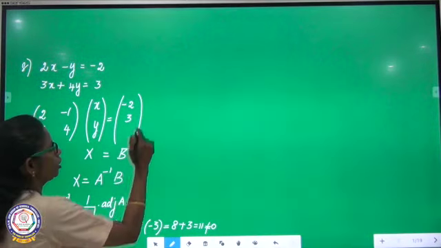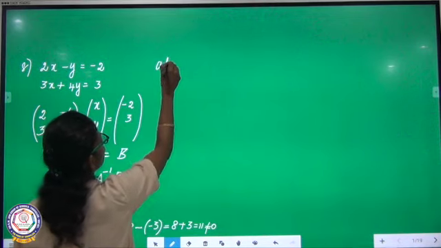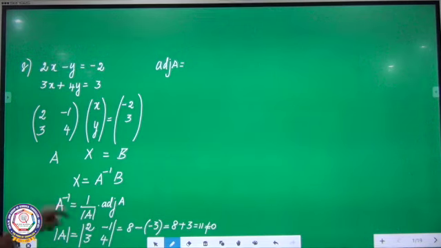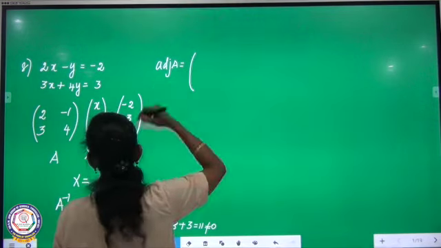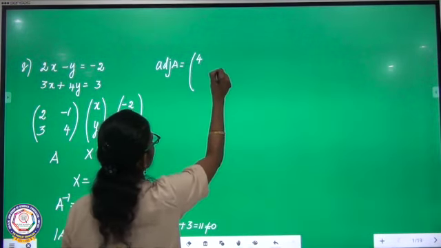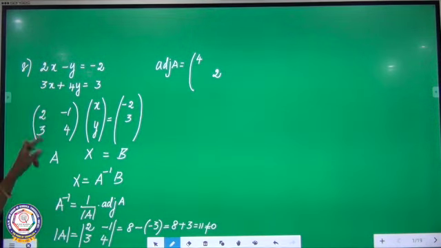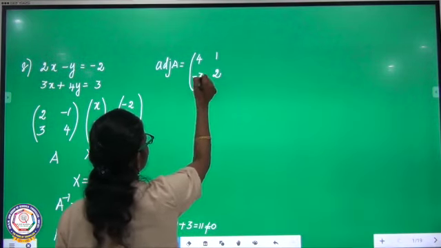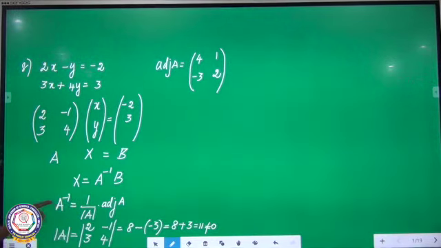Now, adjoint of A. Adjoint of A equal to a 2 by 2 matrix, it is easy for you. Change the main diagonal entries, that is, shift the main diagonal entries. Change the sign of the sub diagonal. If it is negative, we make it positive. If it is positive, make it negative. So what you will get here? 4, 1, minus 3, 2. What are the things we want to find? A inverse, determinant A and adjoint A.